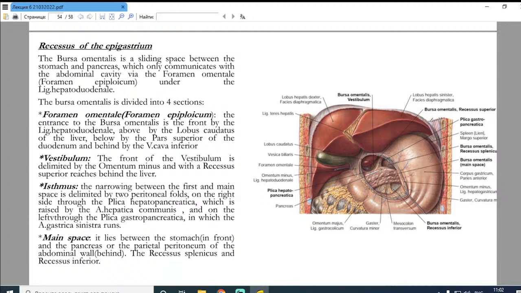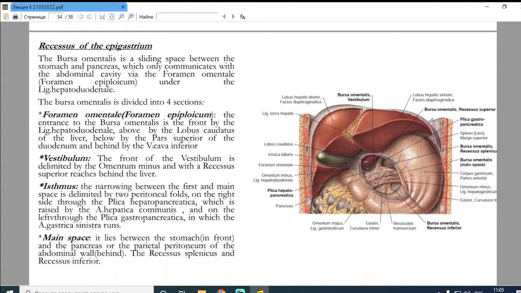Vestibulum. The front of the vestibulum is delimited by the omentum minus and, with the recessus superior, reaches behind the liver. Next, the isthmus. This is the isthmus.